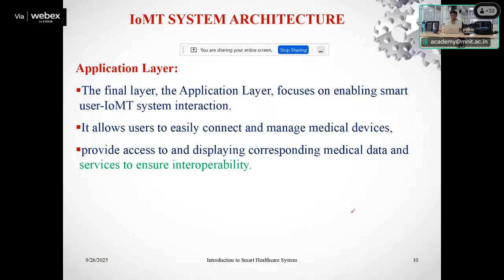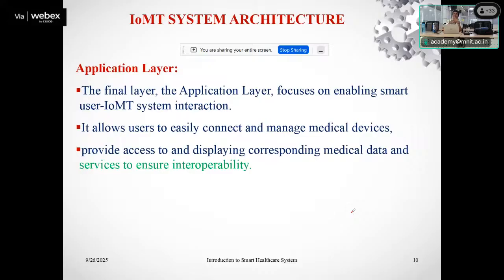Now, the application layer. That is the final layer, focusing on enabling smart IoMT system interaction, where you can actually get access to the data, or access to some sort of decision out of your AI/ML algorithm. So here you can easily connect and manage the medical device through the application layer.